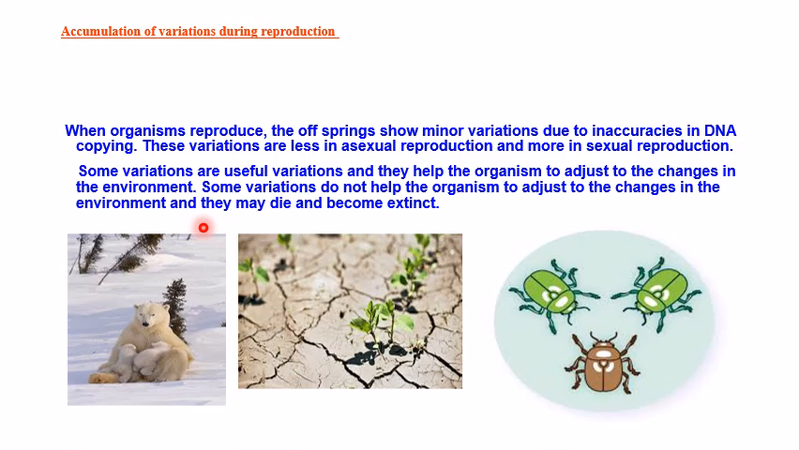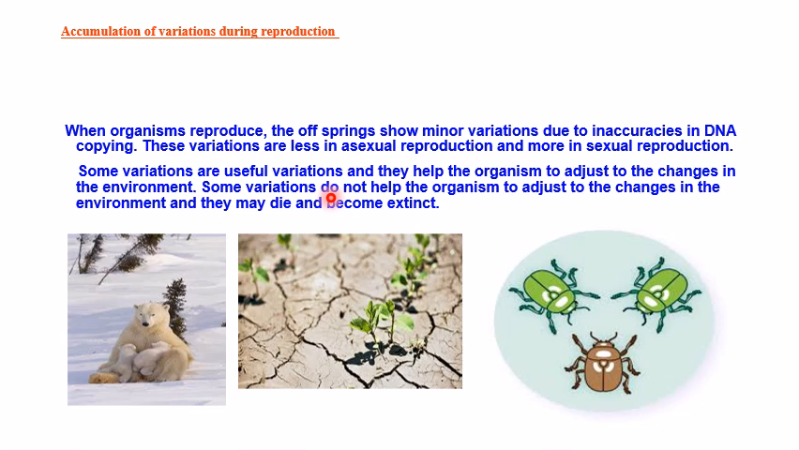So these small changes can occur when DNA is copied during cell division. These variations are less, as I told you just now, during reproduction. The variation is less in asexual reproduction. You know what is the difference between sexual and asexual reproduction? It is less in asexual reproduction and more in sexual reproduction.